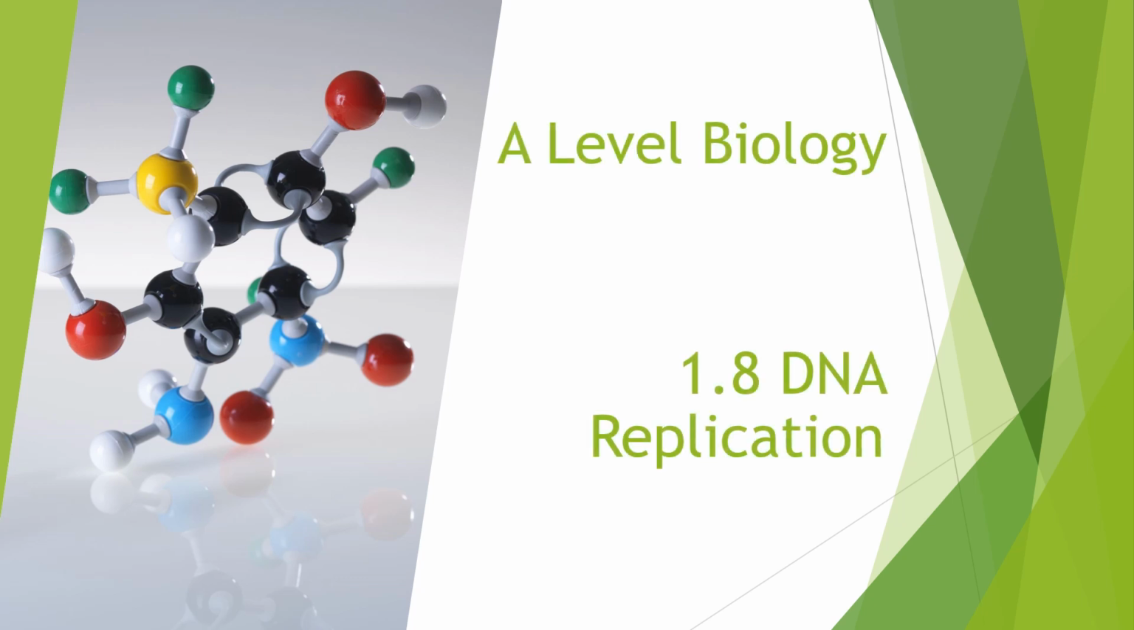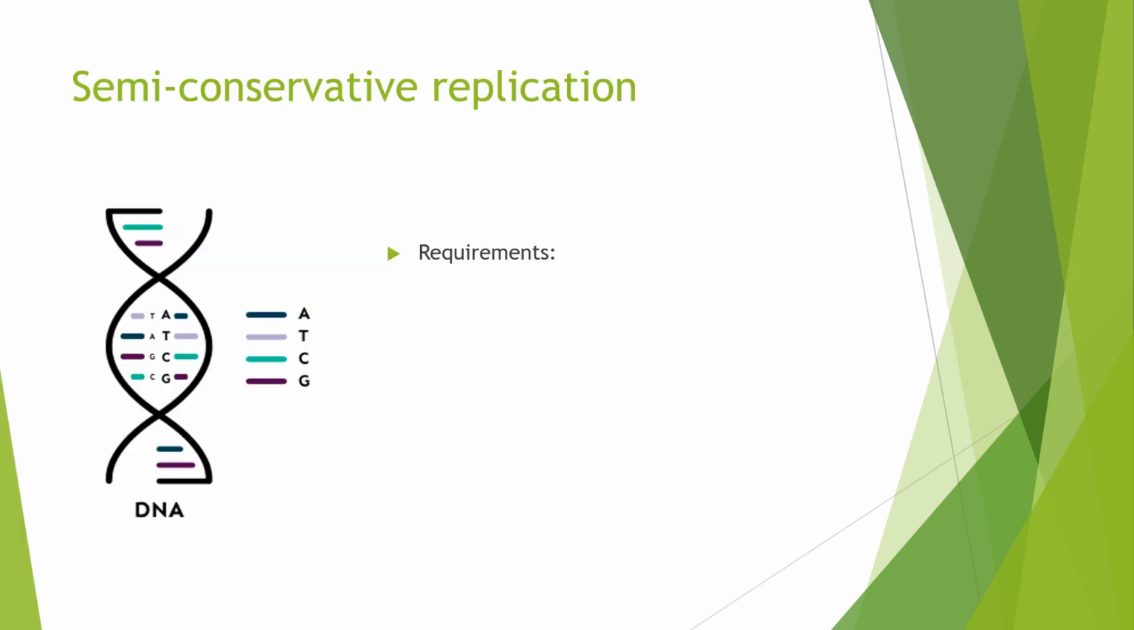Today we're going to be talking about DNA replication as part of our A-level biology series. So DNA replication takes place through a process called semi-conservative replication. And for this to take place, there are three main requirements.